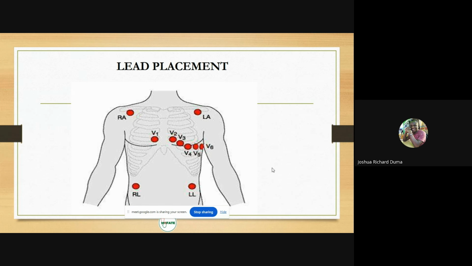Whether it's the anterior part, inferior, lateral, or posterior part. The red dotted parts are the electrodes. They are like cameras placed at different angles of the body. Picture the heart through its different angles.